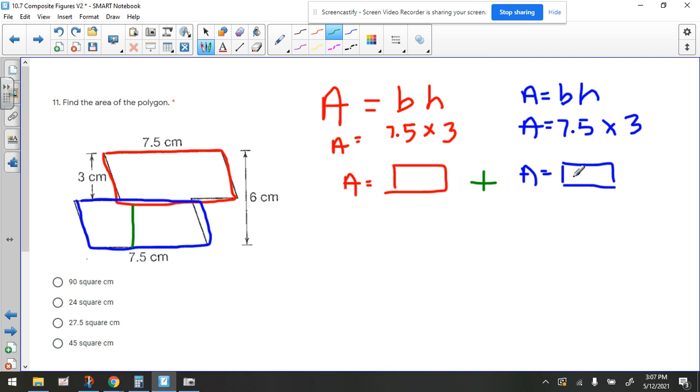So add this plus this, which, by the way, would be the same thing as taking whatever number you have here and multiplying it by 2. And then you'll see that you'll get one of these answer choices down here.